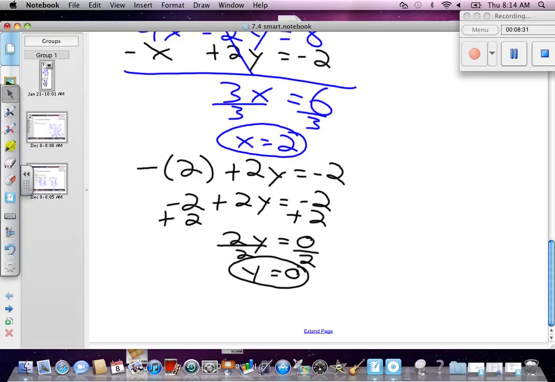Martel? If the signs are different, you add straight down. If the signs are the same, if they're both positive or they're both negative, you're going to have to subtract. Okay, let's move on to example 3.